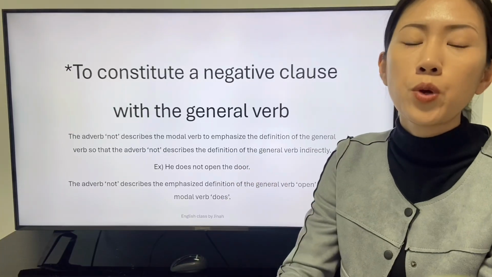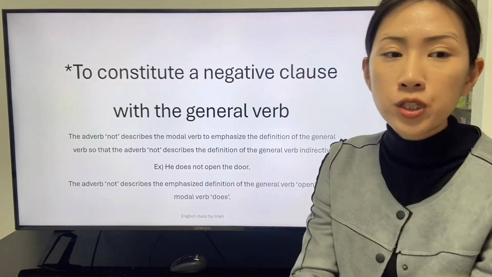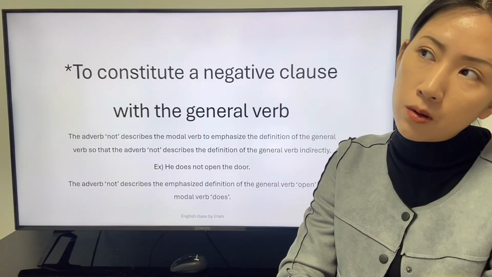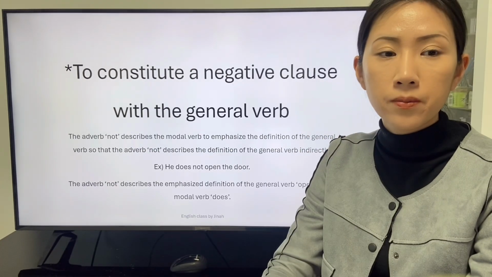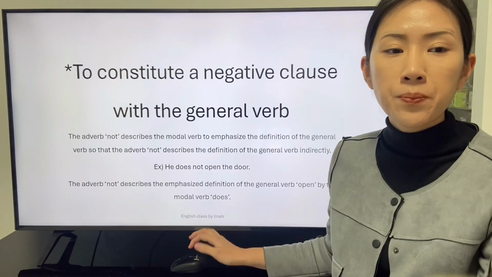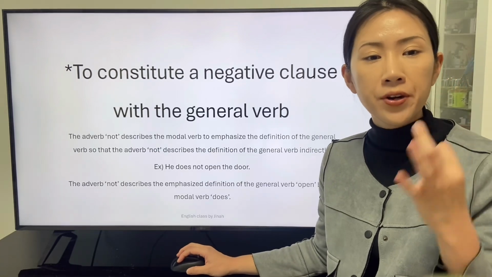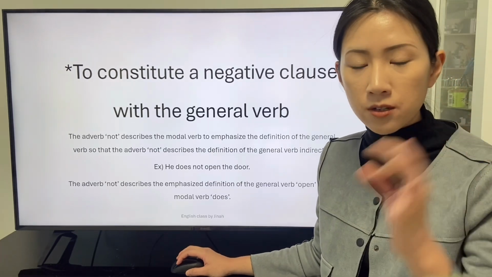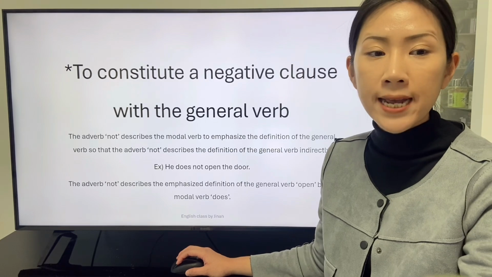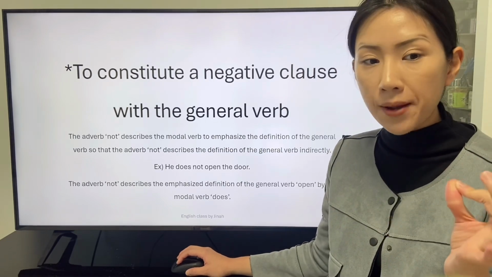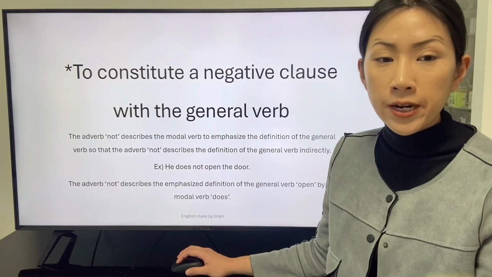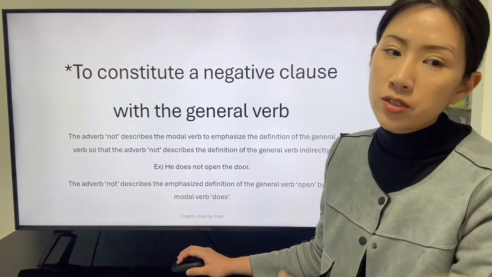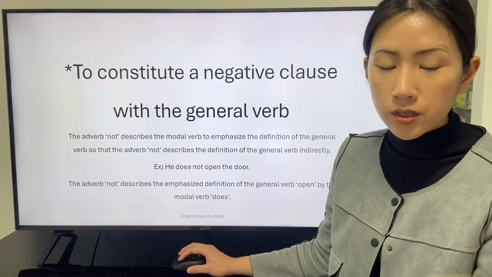From now on, we will study constituting a negative clause with the general verb. First, the adverb not describes the modal verb to emphasize the definition of the general verb, so that the adverb not describes the definition of the general verb indirectly. There is an example. He does not open the door.